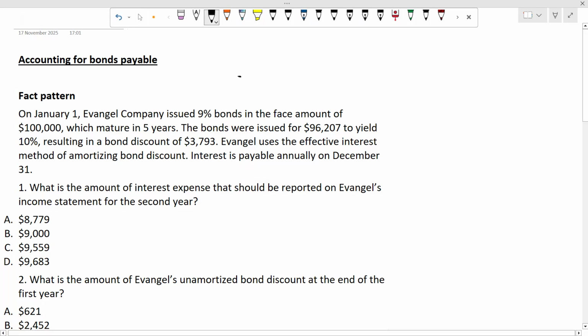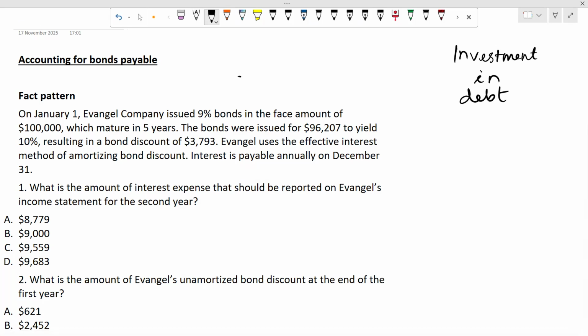So in this video, we will solve few questions on accounting for bonds payable. Already in one of the previous chapters, that is investment in debt securities, we discussed that investment in debt securities can be classified into three types. One is trading debt security. The second one is available for sale debt security. Then held to maturity debt security.